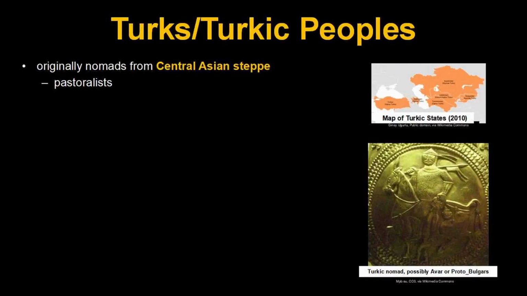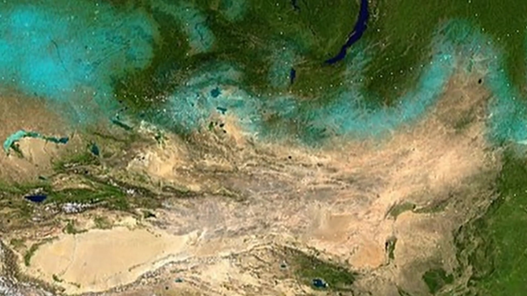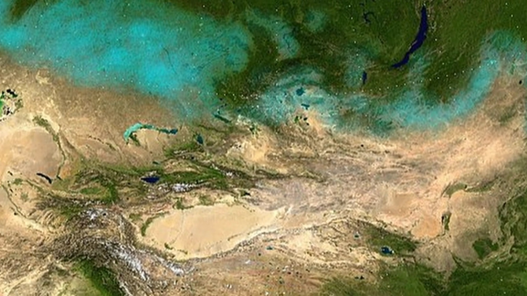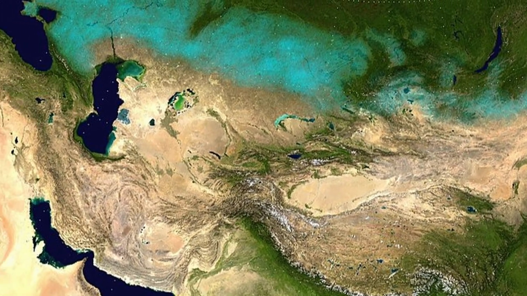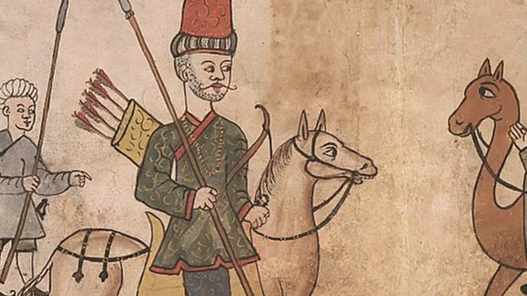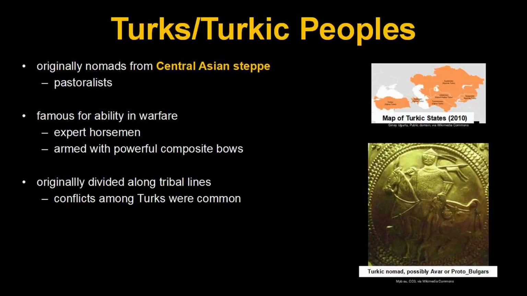The Turkic peoples were originally nomads from the steppes of Central Asia, where many famous nomads throughout history have come from. They moved around a lot, as nomads tend to do, sometimes seeking pasture for their animals, sometimes because of environmental change, and sometimes even as refugees fleeing from other states. But the Turkic tribes were most famous and most feared for their ability in war. They were expert horsemen and excellent archers, armed with powerful composite bows. They were mostly tribal and spent as much time fighting each other as they did raiding more settled societies.